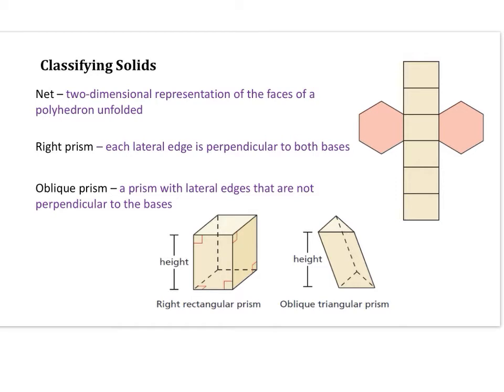Your oblique prism, it's a prism with lateral edges that are not perpendicular to the base. So notice how it kind of goes at a slant. These are your lateral edges, and they're going to go in a slant. But the height still remains perpendicular to the base.